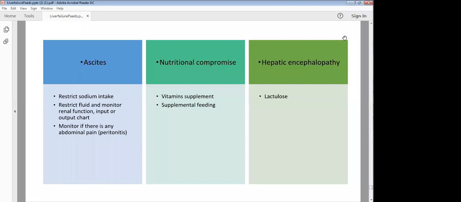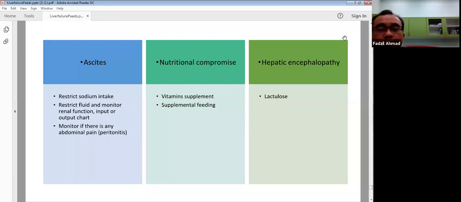If ascites is present, we need to restrict sodium intake. Okay, limit the fluid and monitor renal function. Input and output chart. Check for spontaneous peritonitis. Okay. Nutritional compromise. Now, why do you need to supplement any vitamin?